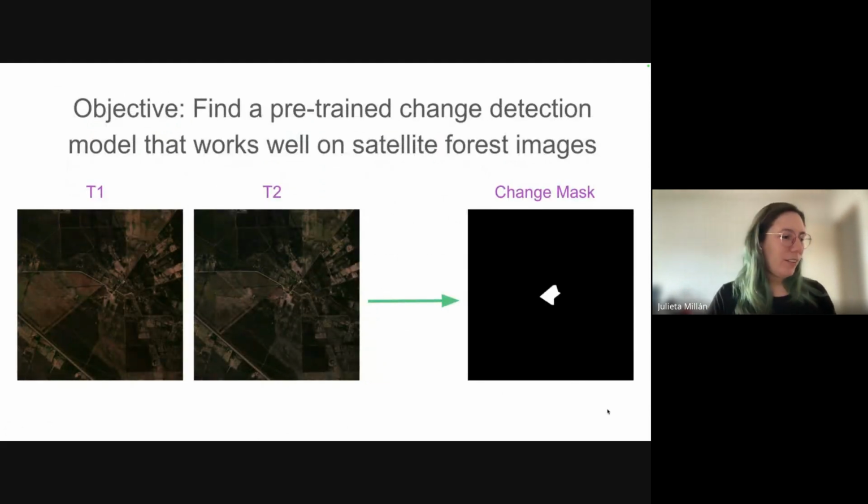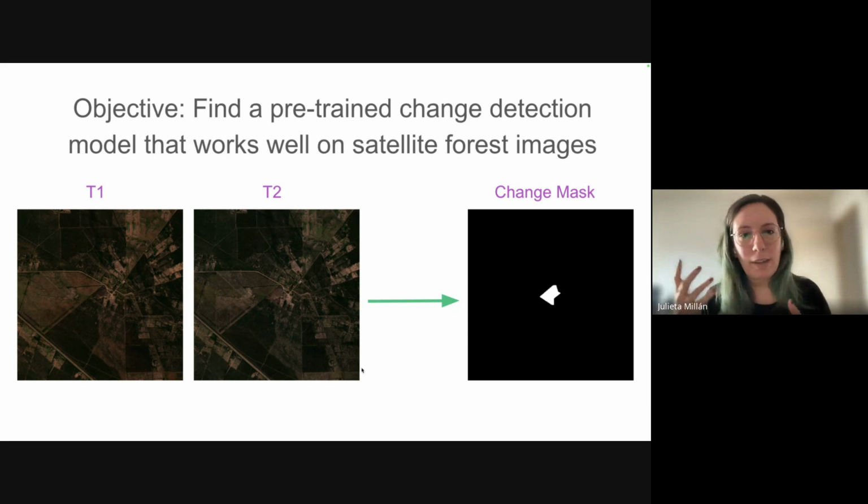Thank you. Okay, so our objective at the beginning was pretty clear. We had to find a pre-trained change detection model that could work on satellite forest images. It could work on Sentinel or Landsat, either way we could work with that. So we knew we needed images from the same geographical space, from T1 and T2 being 2 different times, like a before and after deforestation, so we could create a change mask that would be the outcome of the model, right? So that's the idea we started this challenge with.